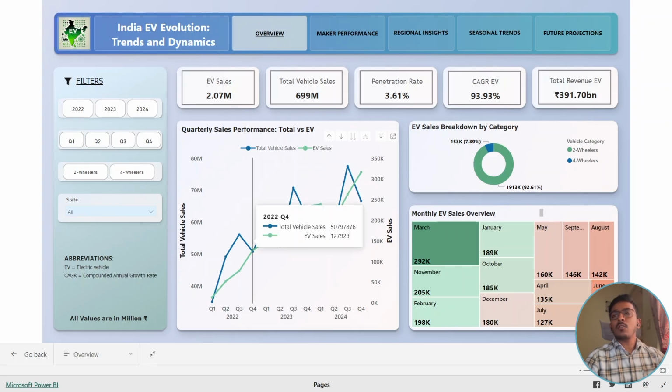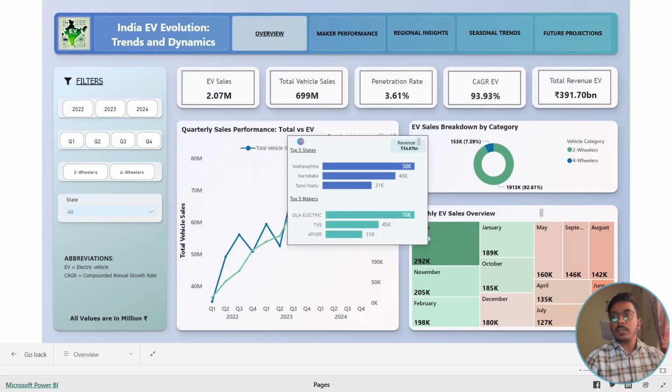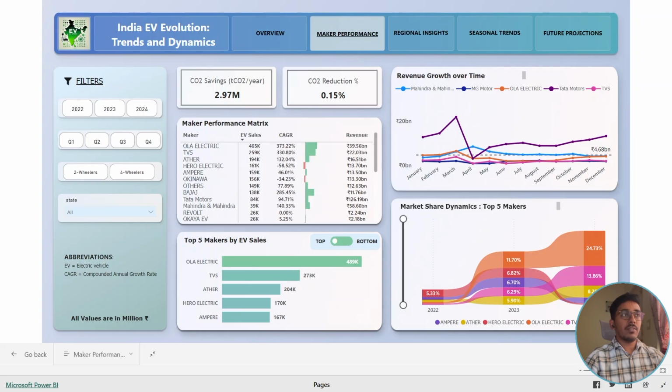This line chart explains the quarterly trends in sales, and this tree map shows the monthly sales overview. I have added a tooltip here to quickly check the top performing states and top performing makers. By considering the average emissions of IC vehicles and EV vehicles, I have calculated the carbon emission savings by maker and the contribution of each maker to the reduction percentage.